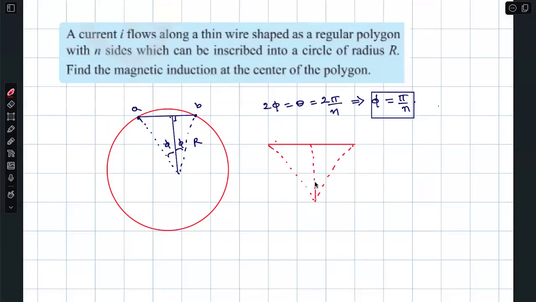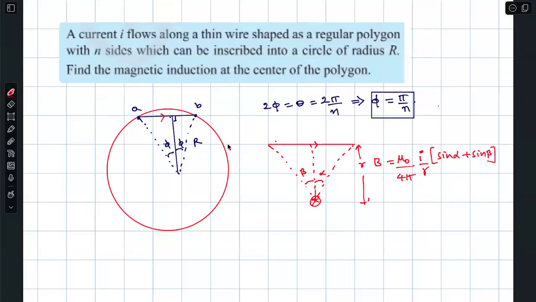Suppose this is the perpendicular that makes an angle alpha here, an angle beta here, and the perpendicular distance is r. If a current I passes through it, what is the direction of the field here? Right hand grip rule. Thumb rightwards, the fingers are into the plane of the paper, which means inwards. What is the formula here? B is equal to mu naught by 4 pi, I by R times (sin alpha plus sin beta).